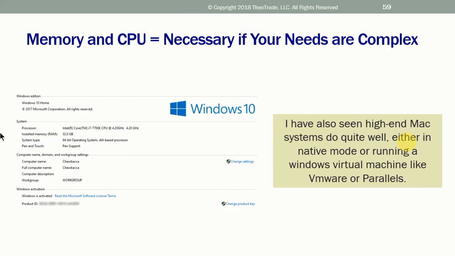This is a 43-inch Dell. I think it's 43 because it's 4 by 21.